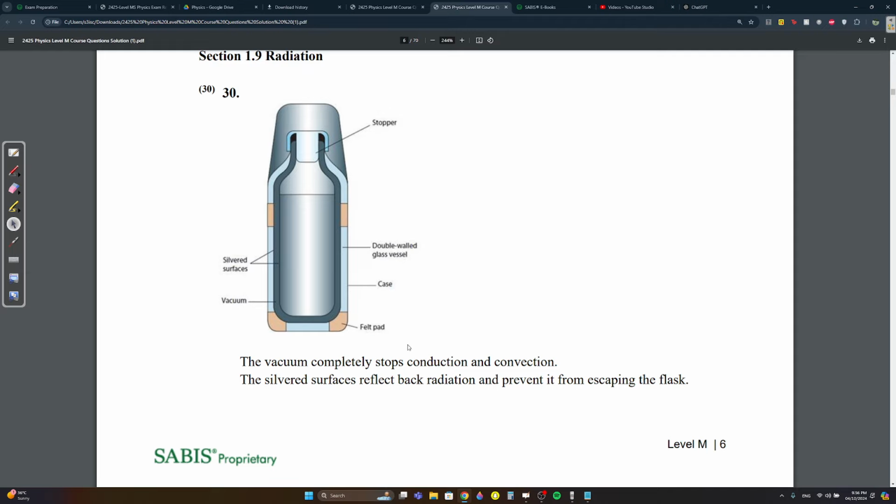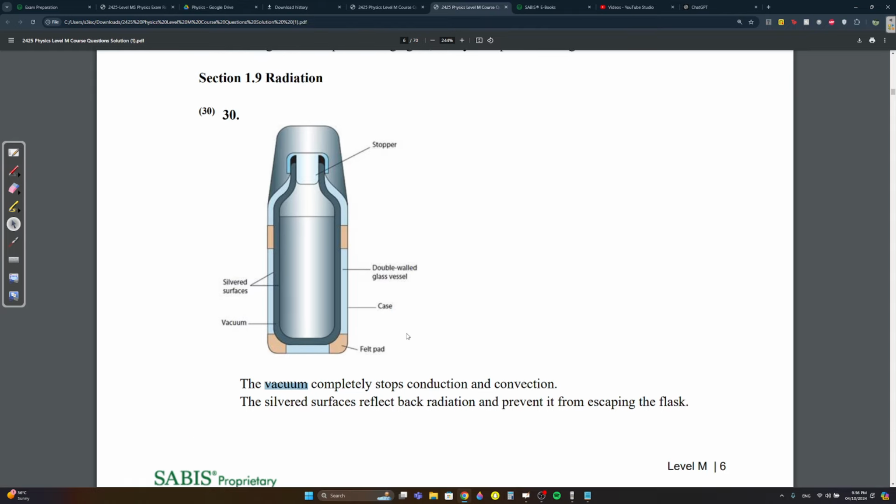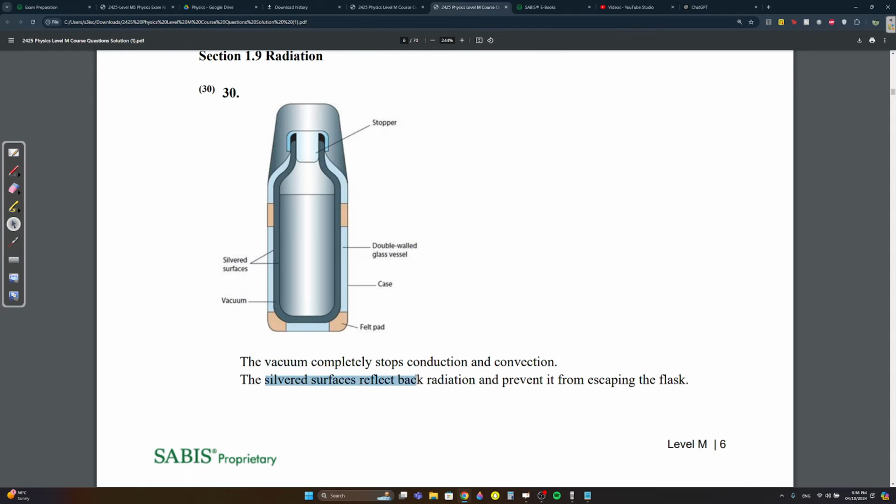How does it stop conduction and convection? It completely stops it, because there's a vacuum. Vacuum completely stops it. What does it do to radiation? The silvered surfaces reflect back the radiation and prevent it from escaping the flask.